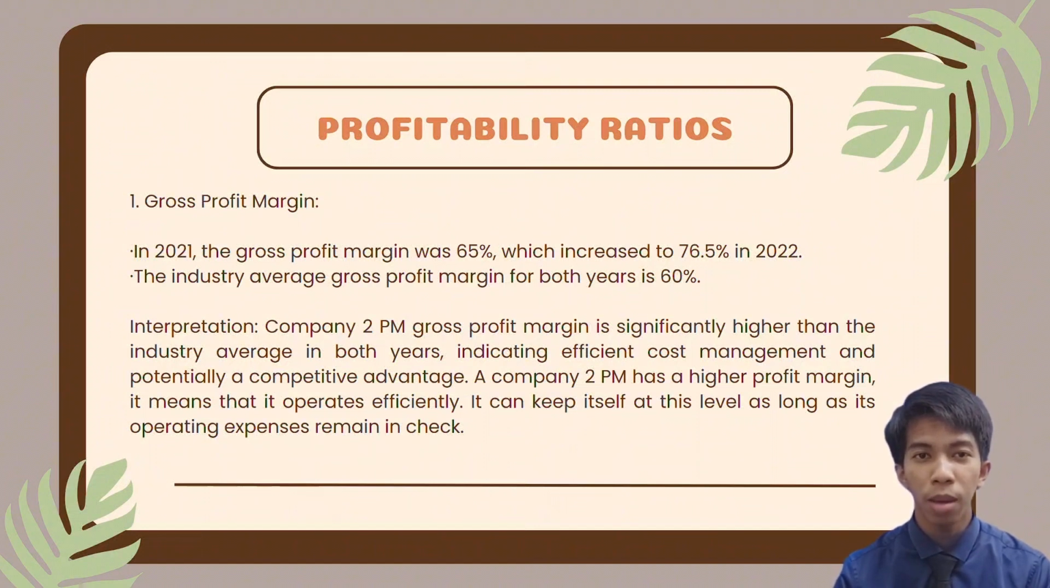Company 2PM has higher profit margins. It means that it operates efficiently. It can keep itself at this level as long as its operating expenses remain in check.